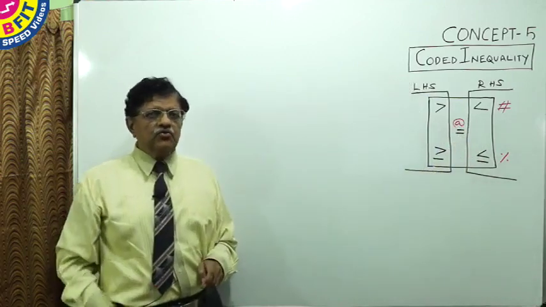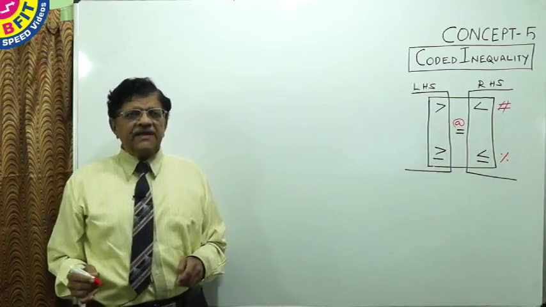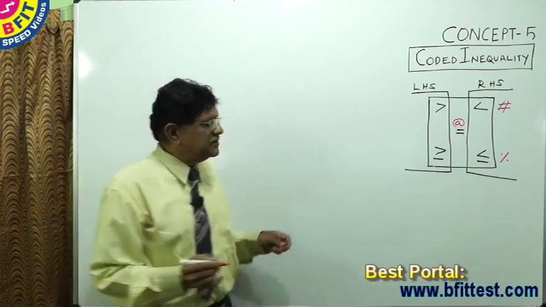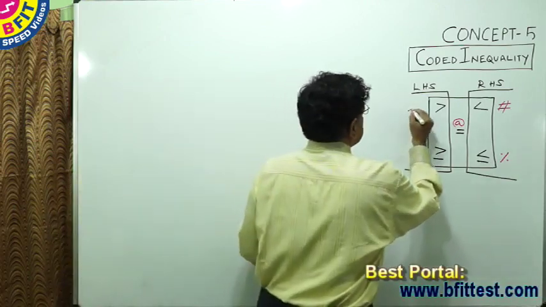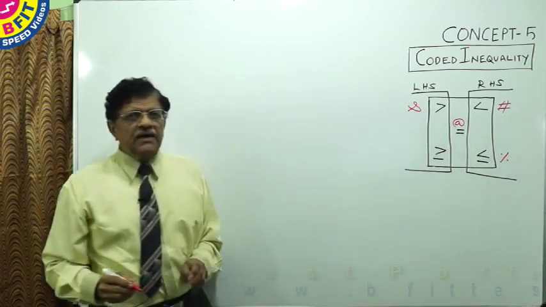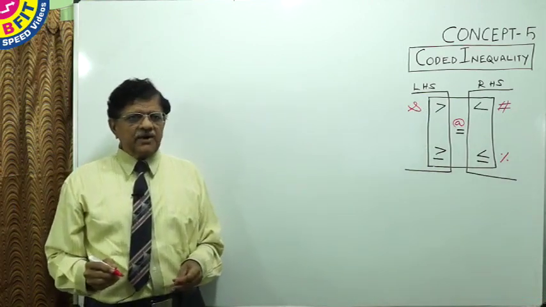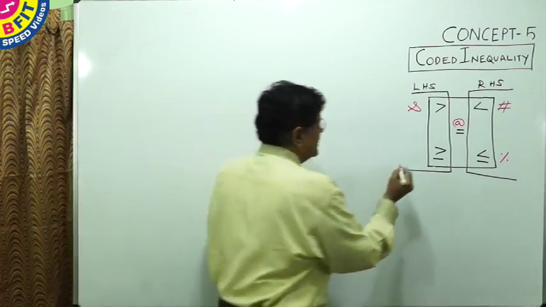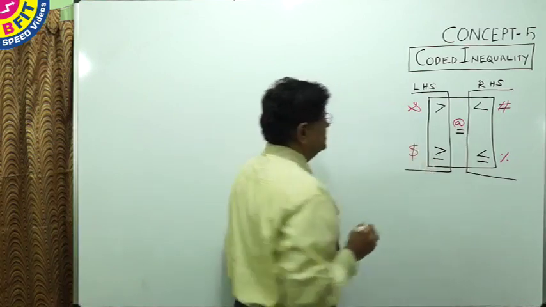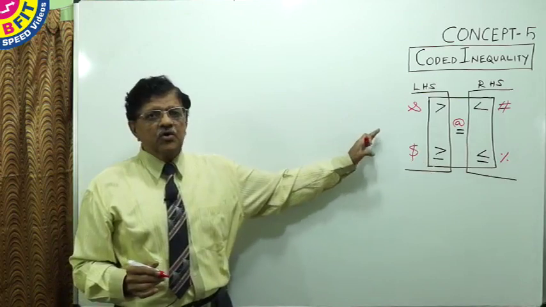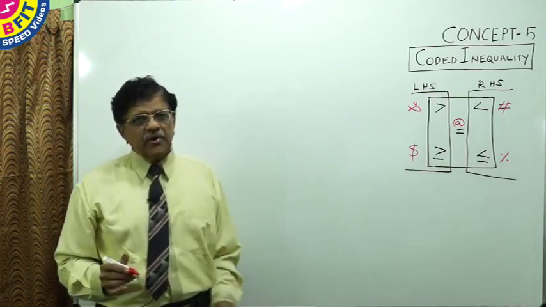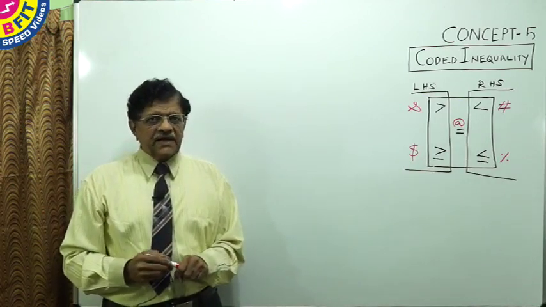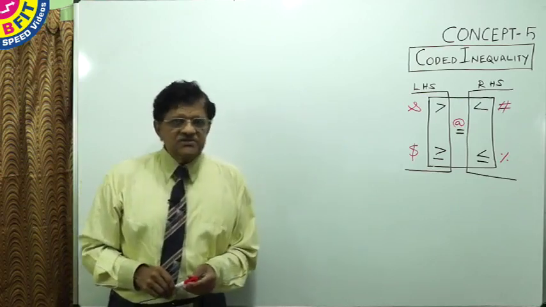P ampersand Q means P is neither smaller than nor equal to Q. That means P is greater than Q. So ampersand means greater than. P dollar Q means P is not smaller than Q. That means P is greater than or equal to Q. So dollar means greater than or equal to. What we have done is we have incorporated the codes by the side of the appropriate symbols. Now let us try to solve the problems under this question.